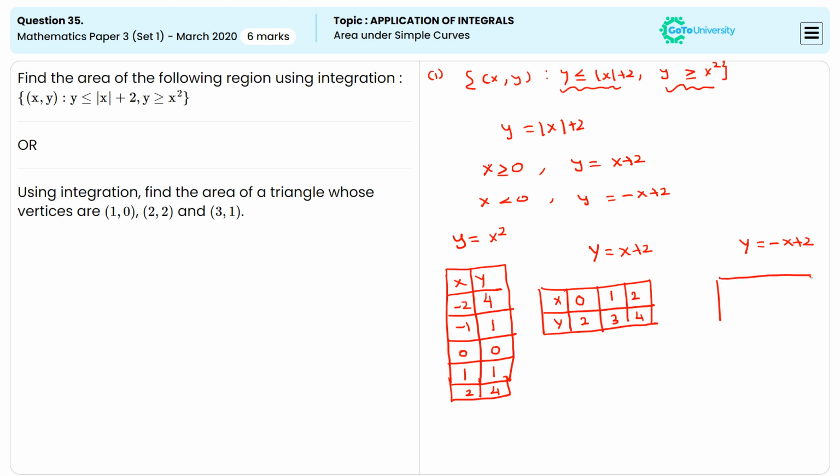Now we take the points for y equal to minus x + 2. If the value of x is 0, then y is 2. If x is minus 1, the value of y is 3. If x is minus 2, then the value of y is 4. Now let us draw the parabola here.